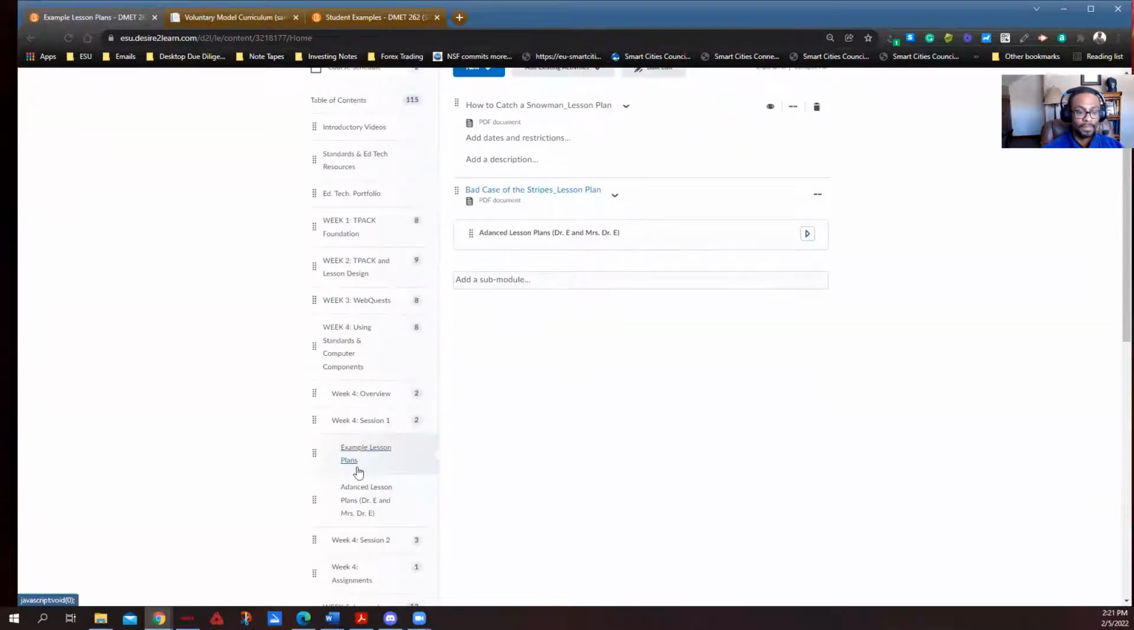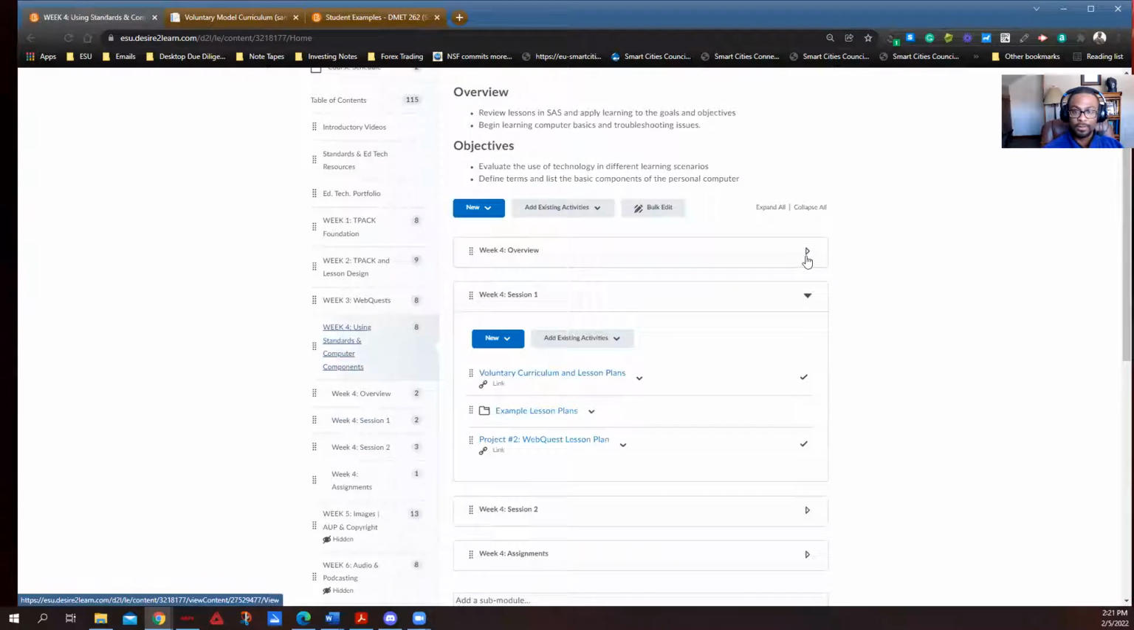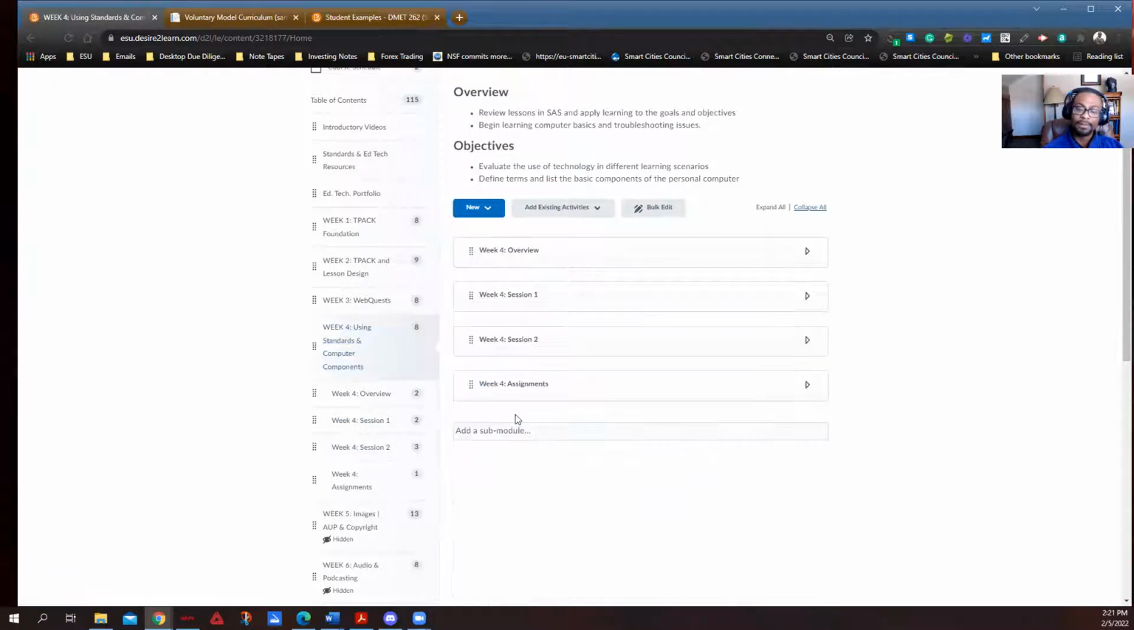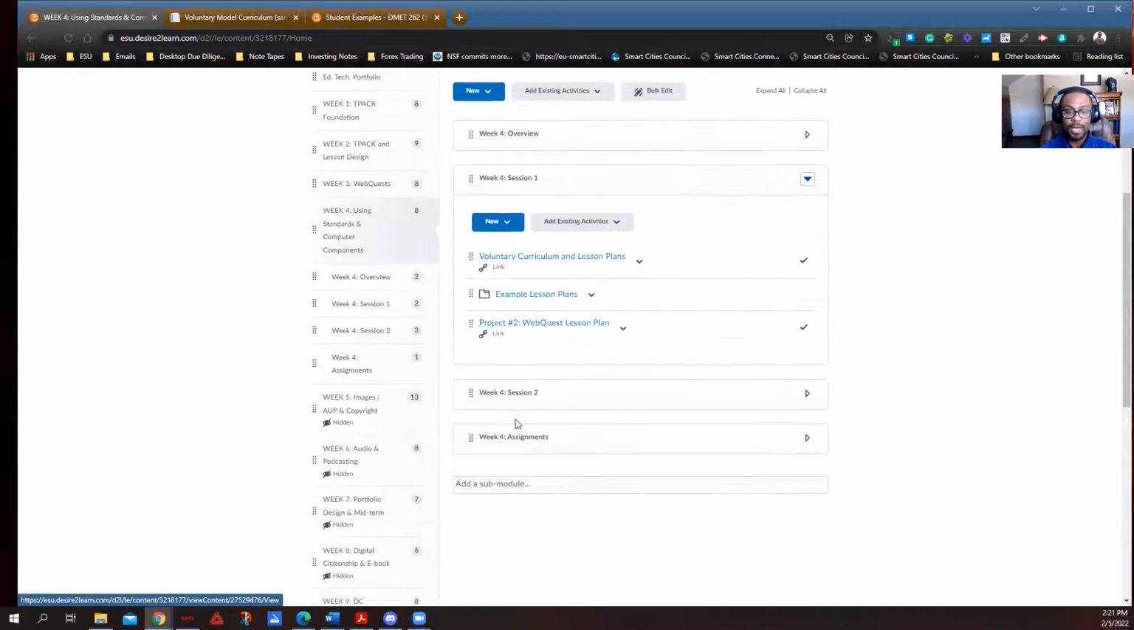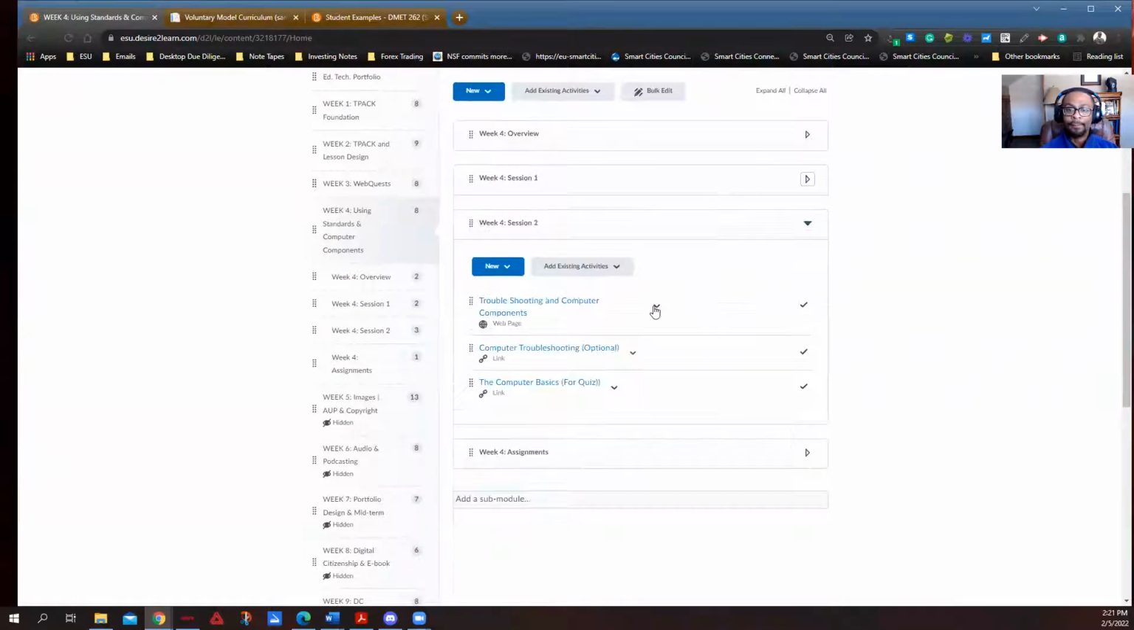All right. Now we move on to the whole thing. So we're back here, and this is session 1. Lesson plans we just went over. We just went over some examples, and here is the web quest lesson plan, just to kind of point your attention back toward the web quest. But we'll talk about the web quest a little bit later. Okay. All right.